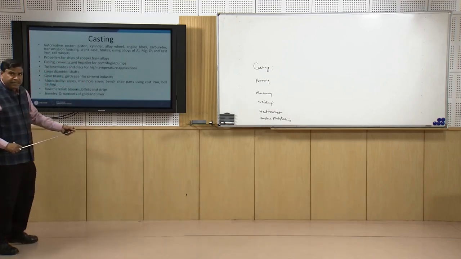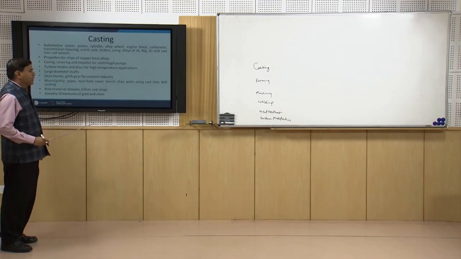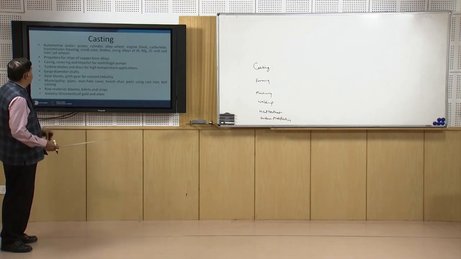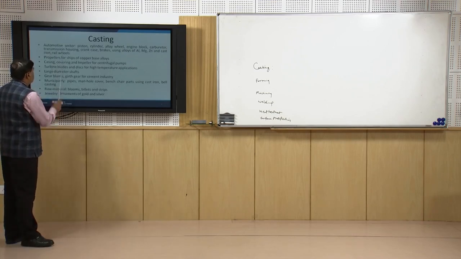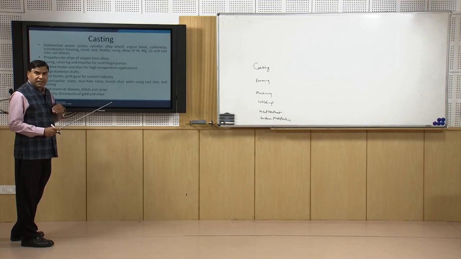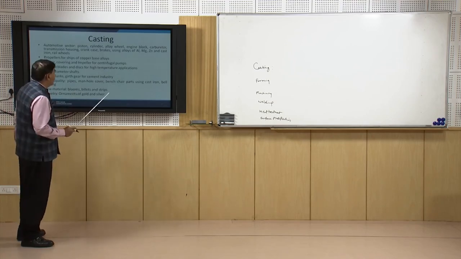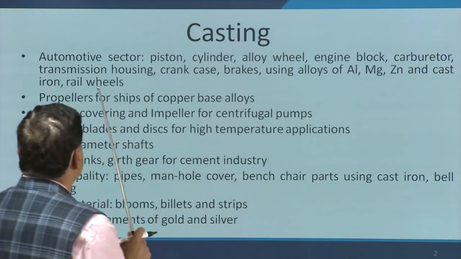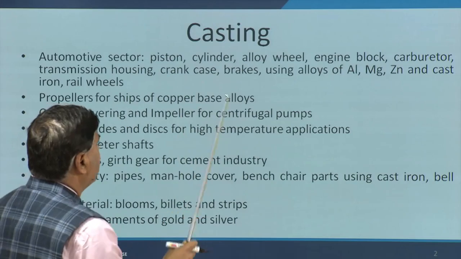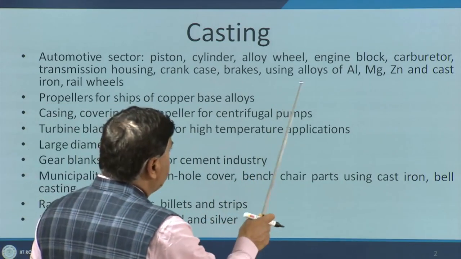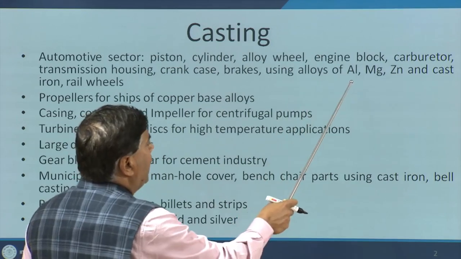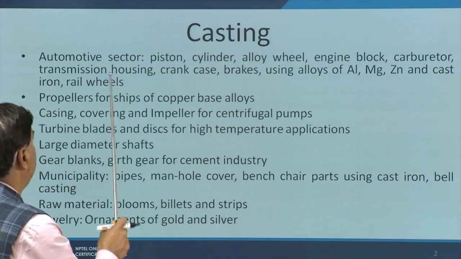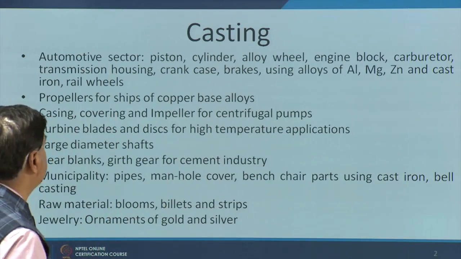So, let us first see the entire range of products which are generally made using the casting process for the different sectors. For example, starting with the automotive sector. In the automotive sector, casting is used for making a variety of products like cylinder, alloy wheels, engine block, carburetor, transmission housing, crankcase, brakes, and these are made usually using aluminum alloys, magnesium alloys, zinc alloys, even cast iron, and the rail wheels. These are also made using the casting process.